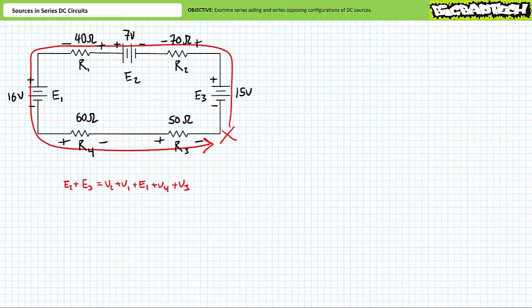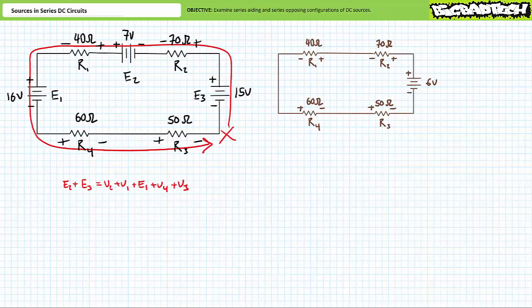The Kirchhoff's voltage law equation for this circuit is E2 plus E3 equals V2 plus V1 plus E1 plus V4 plus V3. Substituting in our known values for sources E1, E2, and E3, and then moving all the known values to one side demonstrates that V2 plus V1 plus V4 plus V3 equals 6 volts, implying that this multiple source series circuit could just as easily be simplified as a 6-volt source in series with 4 resistors.